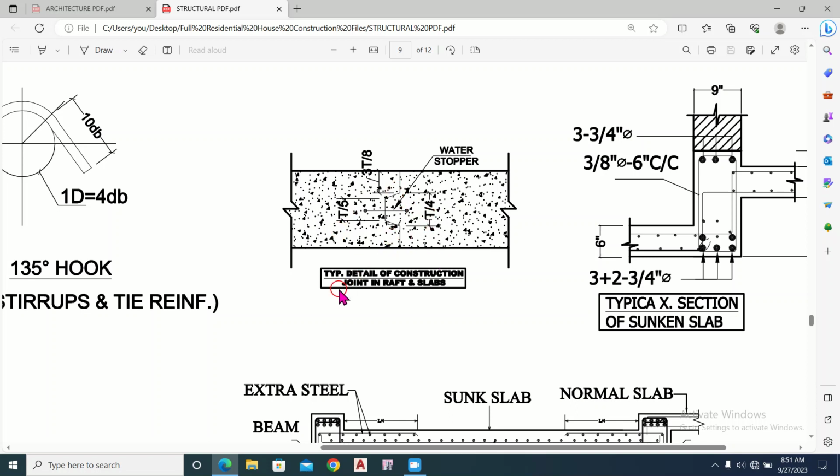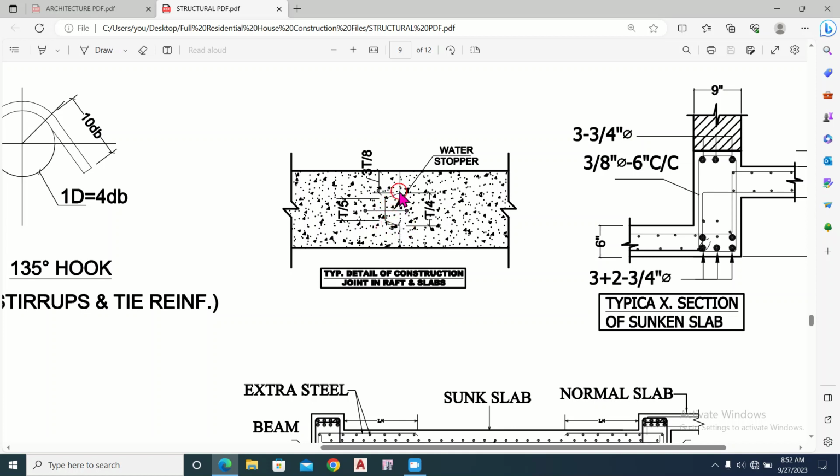So this is the detail of the construction joint in raft or slab. This is the slab or mat foundation. This line represents the profile of the construction joint. Here it is a trapezoid. So the dimensions of this portion, this trapezoid, are as follows.